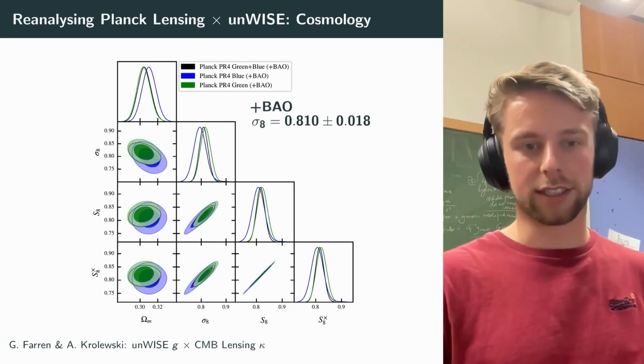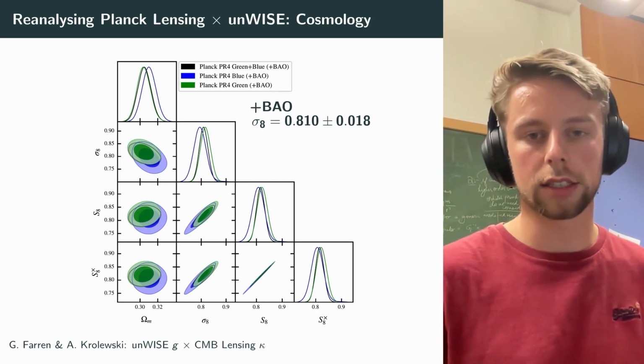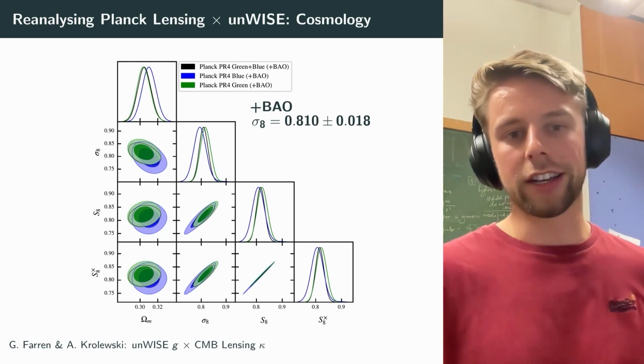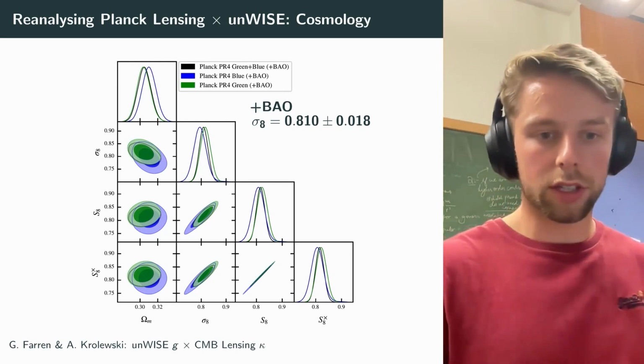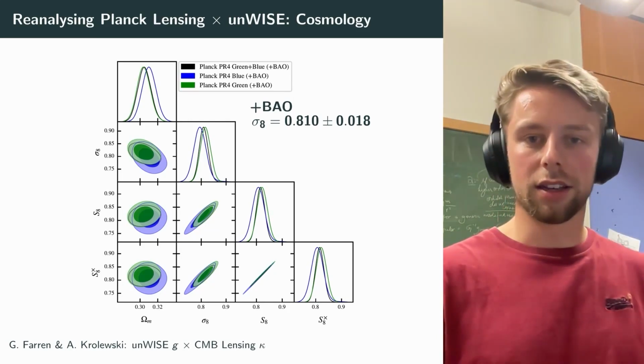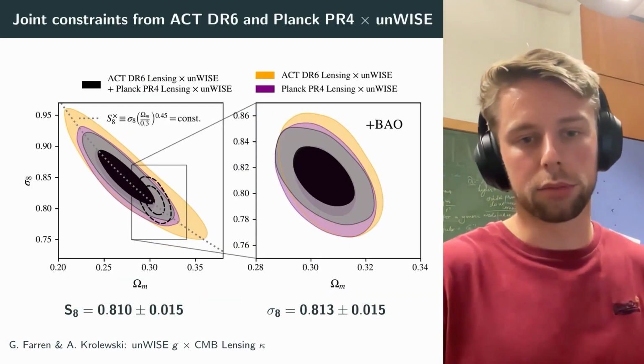But exactly, yes. And so then obviously we did the same thing we did in the ACT analysis, which is to combine with BAO and unsurprisingly find very similar results. And so given the consistency here, obviously we did combine the Planck and ACT results. And you can see here how that improves our constraints.